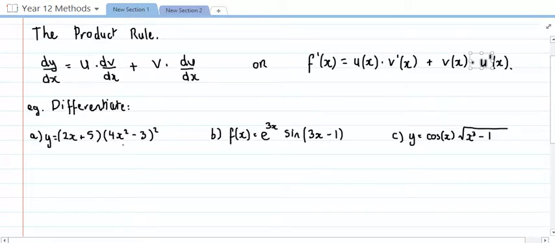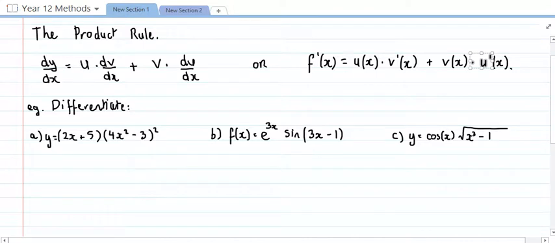And here we can see in the second one we have the exponential function multiplied by the sine function, and likewise in the third one we've got the cos function multiplied by the square root function. So three different situations. It's probably going to take me a couple of videos to actually get through all of these because they are fairly involved, but well, we'll see how we go.